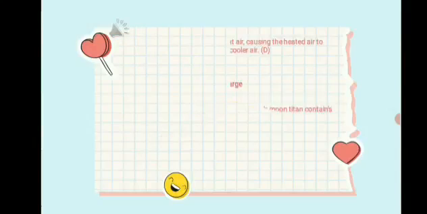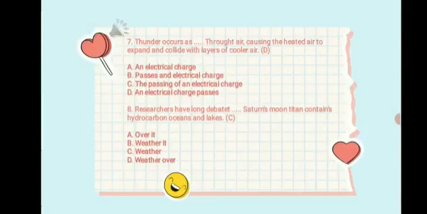And to answer question number 7, we first look for the subject and the verb. The subject here is thunder, and the verb here is occur. And here is also the conjunction as. Okay, so we need one more subject and one more verb. And the answer is D, an electrical charge passes. An electrical charge is the subject and passes is the verb.